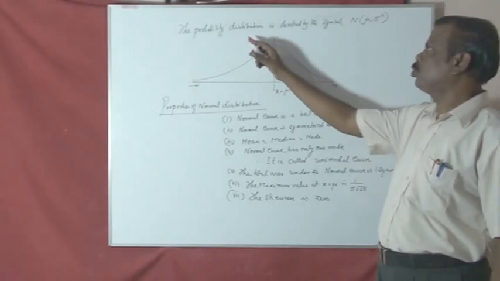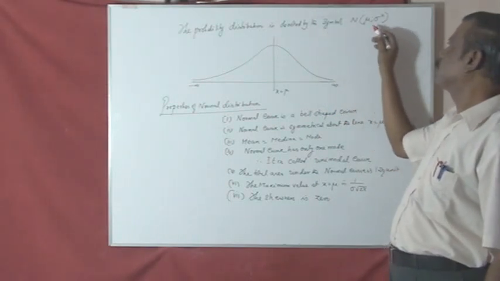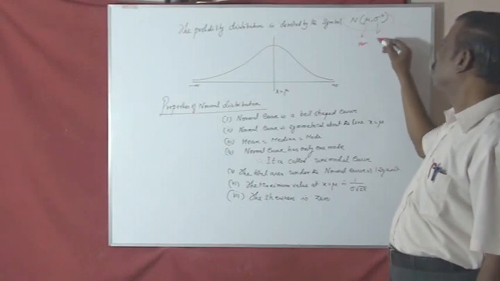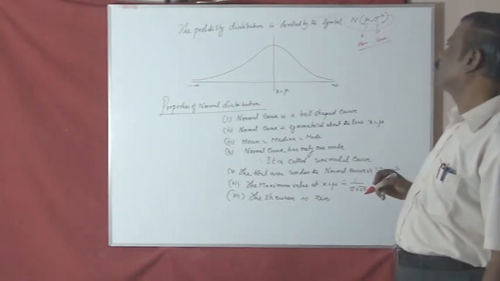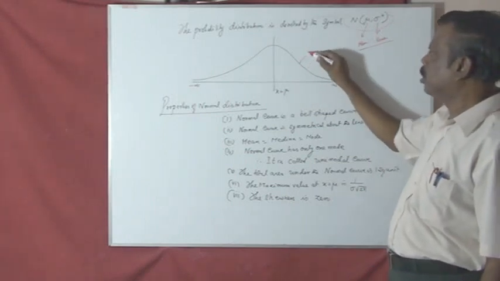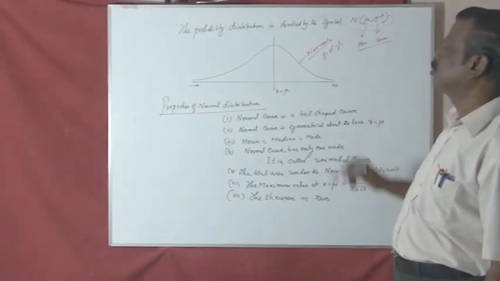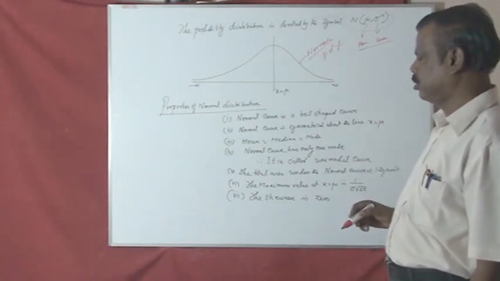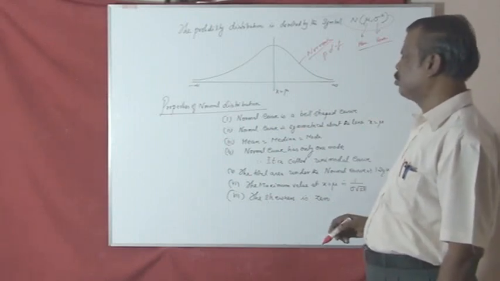The probability distribution of the normal curve is denoted by the symbol N of mu, sigma square. So mu is what? Mean. Sigma square is called variance. So always the normal distribution is denoted by the symbol N of mu, sigma square. We know this is a normal curve for that particular probability density function, PDF. So here is the average line. Now this curve has got some properties. These properties are very important, which can be asked in the 1 mark question also.